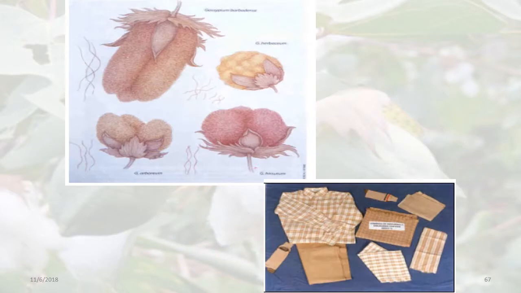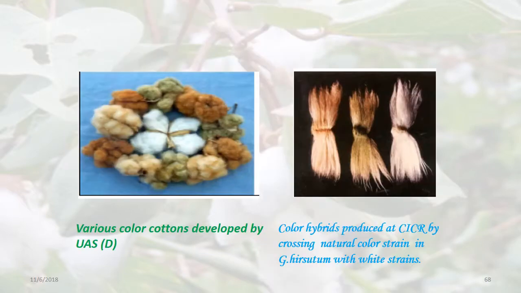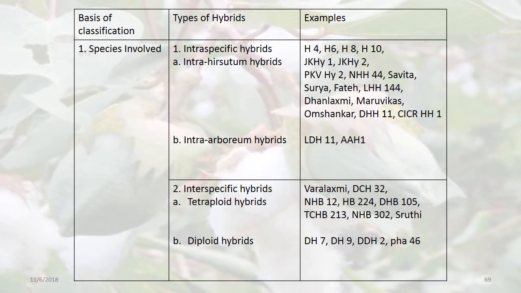This is colored cotton, and these are the cloths prepared out of khaki colored cotton. Various colored cottons developed by UAS Dharwad. Color hybrids were produced at CICR by crossing natural color strains in Gossypium hirsutum with white strain. Coming to different hybrids developed by different cross combinations, the first one is the intra-specific hybrid.